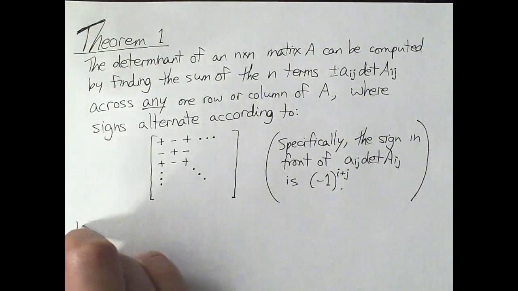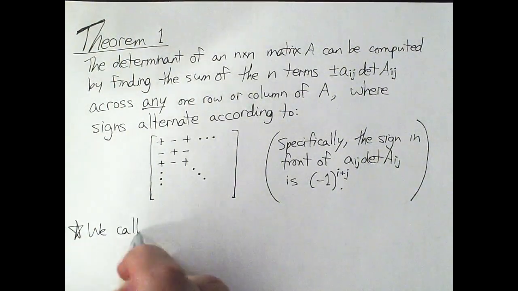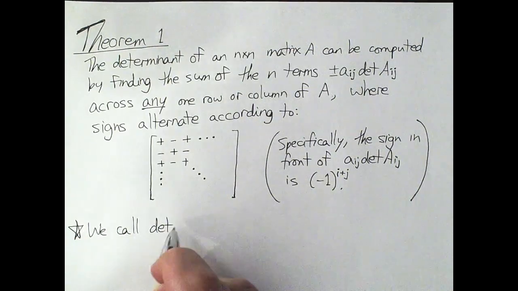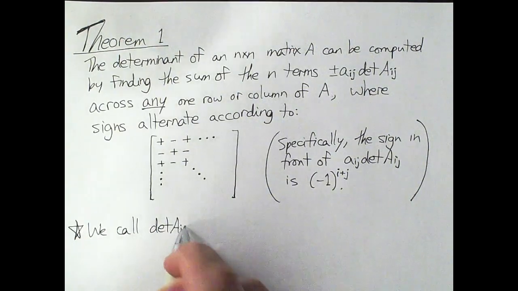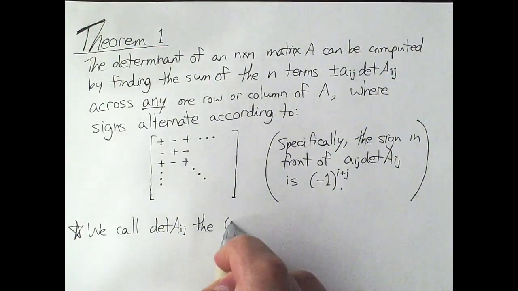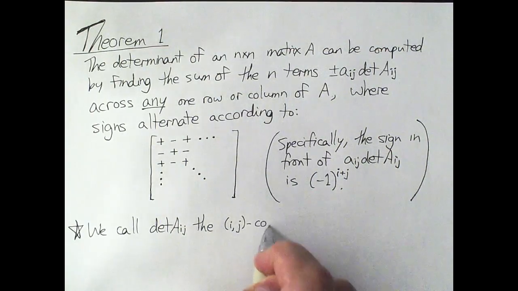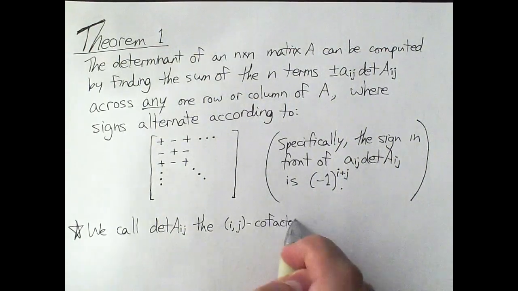A couple of things before I show you an example. First of all, we call the determinant of A_ij the i,j cofactor. This is just some terminology.